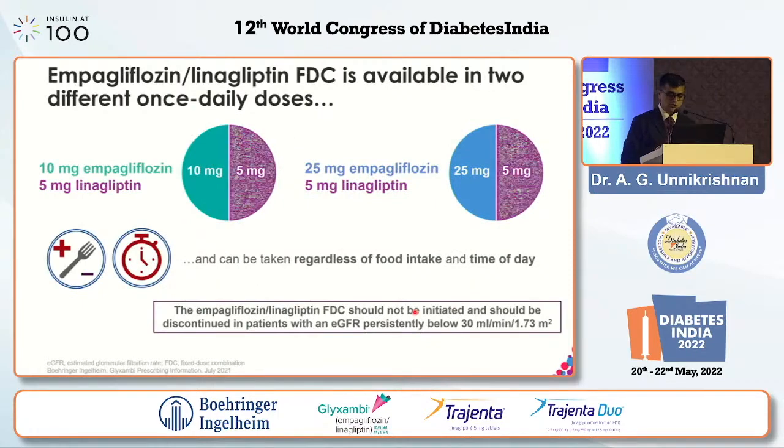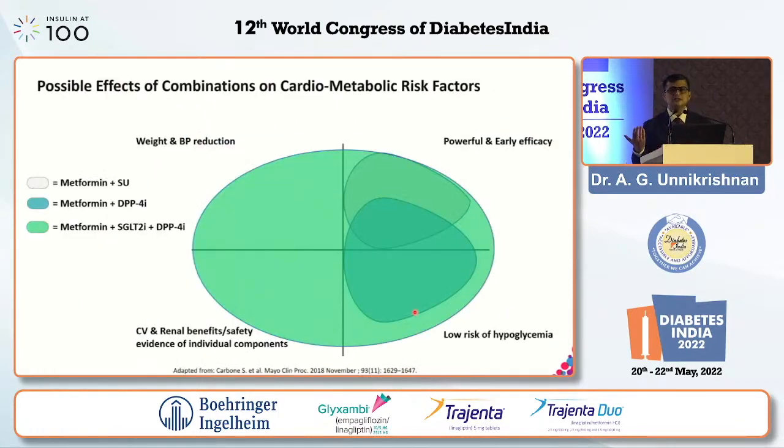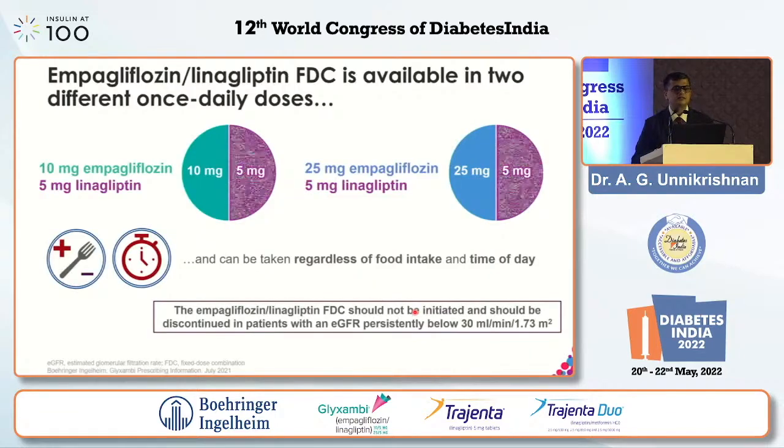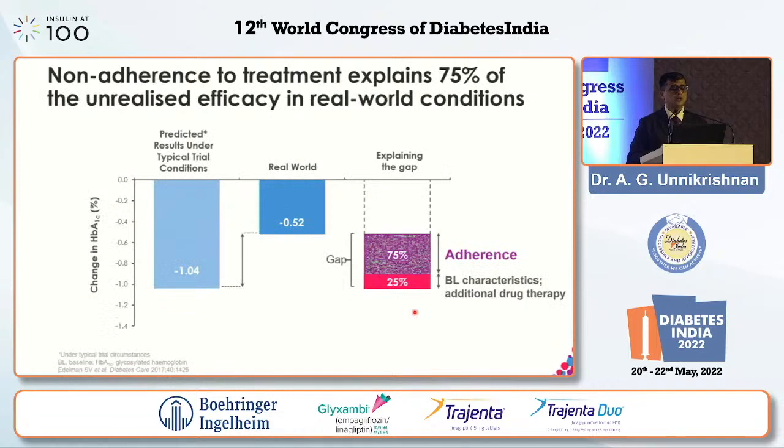And today, cost is also not a concern because you have economical agents available. So I think it is good for diabetes because this is available for our patients. At the same time, if you look at empagliflozin and linagliptin, this is a combination where both the components are supported by cardiovascular outcome trials. In clinical practice, the doses are once a day, and that's an advantage.